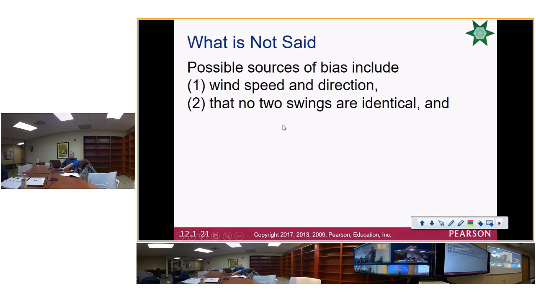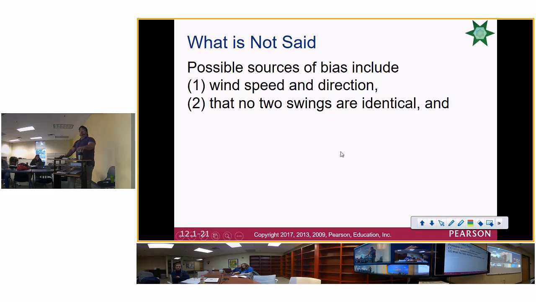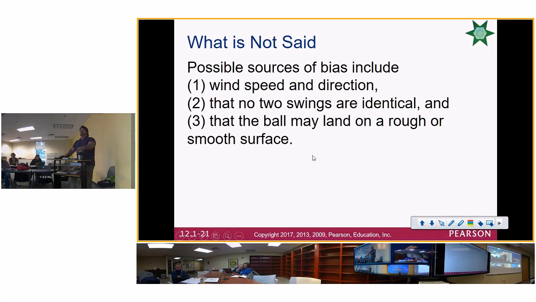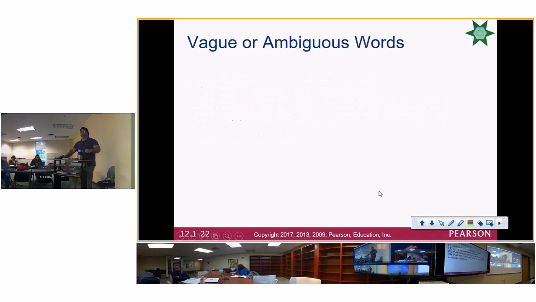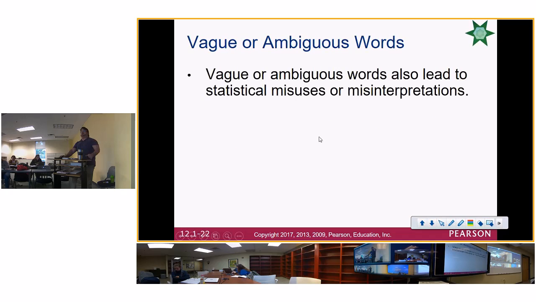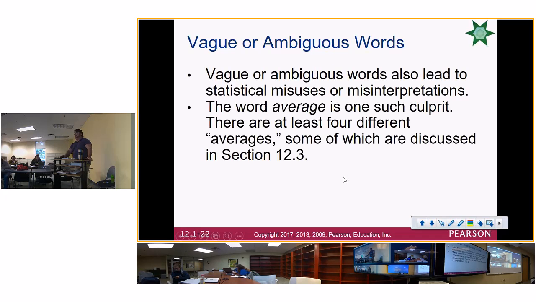Speed, directions. No two swings are identical. Now, why do you need to think about this? Because if you're sitting in a meeting, you don't want to sound what? Ignorant. All right? Vague or ambiguous words. A lot of people use these kinds of words because they want to sound what? Smart. Okay?